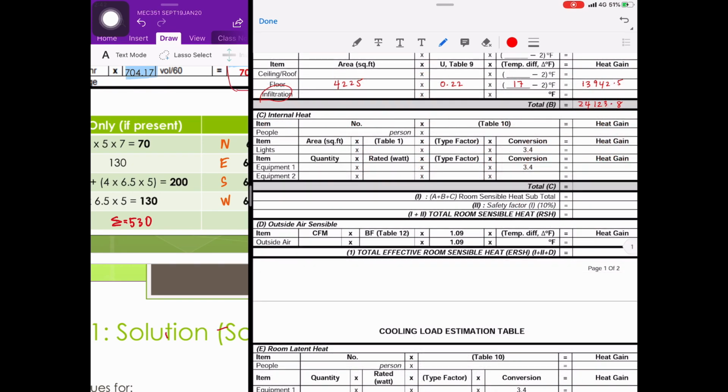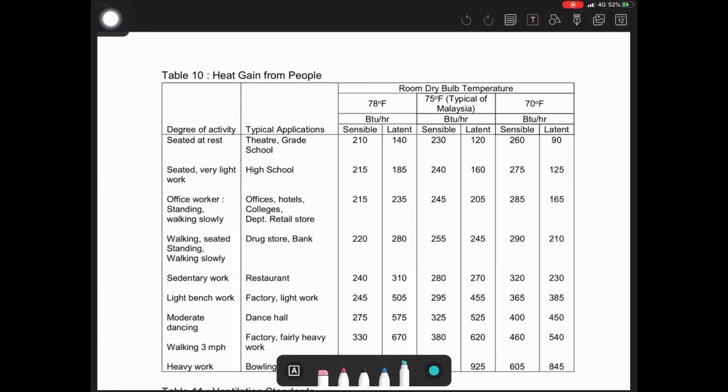Now we are going to proceed to section C, internal heat. For the number of people, we know that for this general office, they're going to have 50 occupants. Next, we are going to refer to table 10. From table 10, we are going to take the typical Malaysia, and the application will be offices, and we're going to look at the value of the sensible, which is 245 BTU per hour.